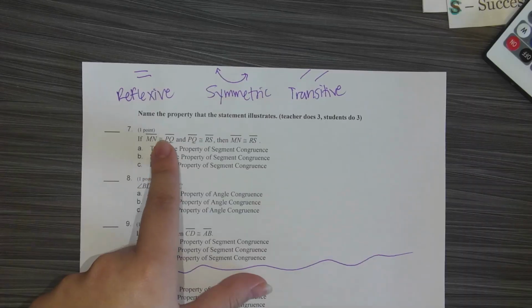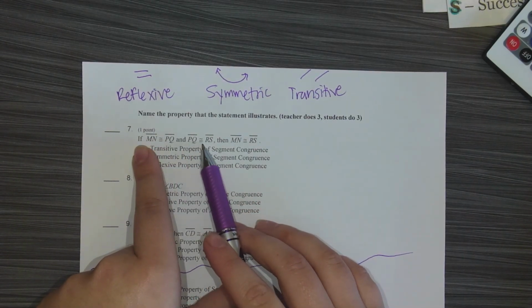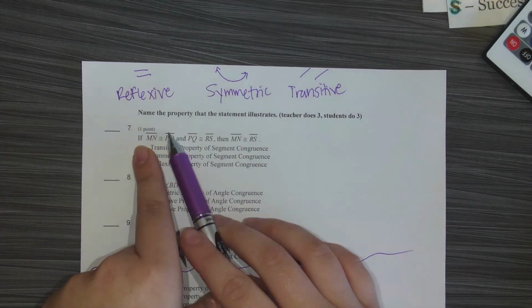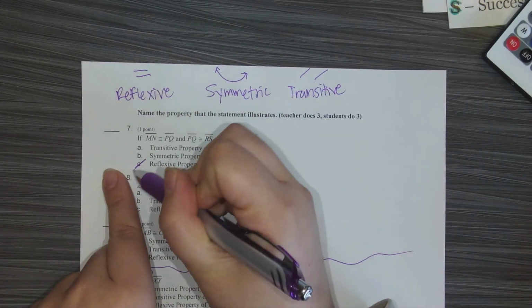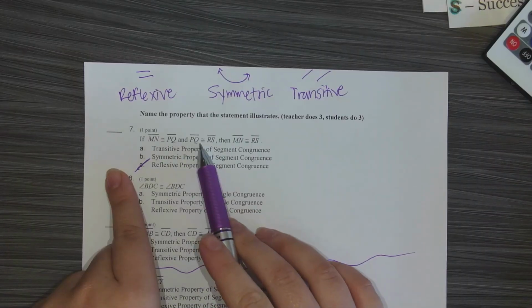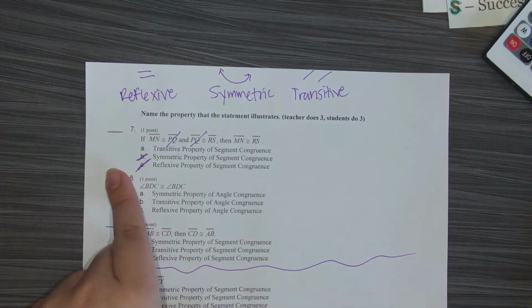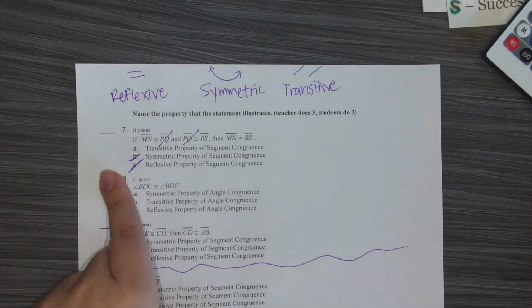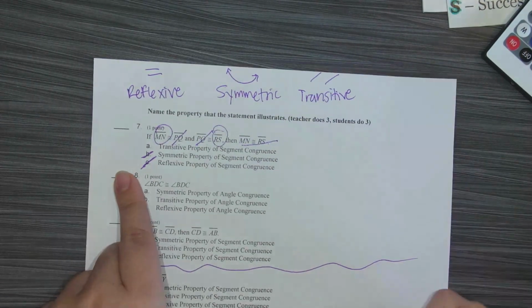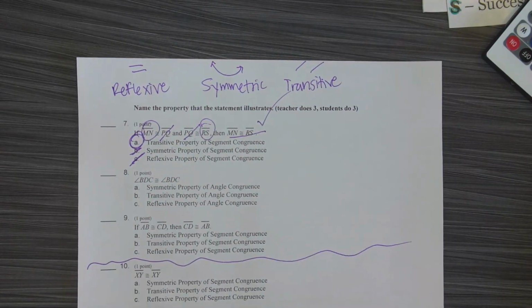So let's look at example 7. MN is congruent to PQ, and PQ is equal to RS. Then MN is congruent to RS. I have a lot of stuff going on, so I know this is not reflexive. Nothing is equal to each other. Here, if I switch it around, it doesn't really work out. So let's check if it's transitive. I have PQ that's the same. Again, crossing off what they have the same, and whatever's left over is going to be equal. So MN should be equal to RS. That checks out. So this is going to be transitive property.